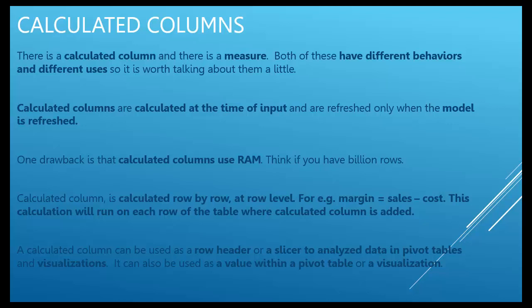A calculated column can be used as a row header or a slicer to analyze data in pivot tables and visualizations. So this row context can be applied within the filter context. If you're looking to filter data according to rows, or you're looking to do a specific visualization on filter context, you can do this and use row context within the filter context.